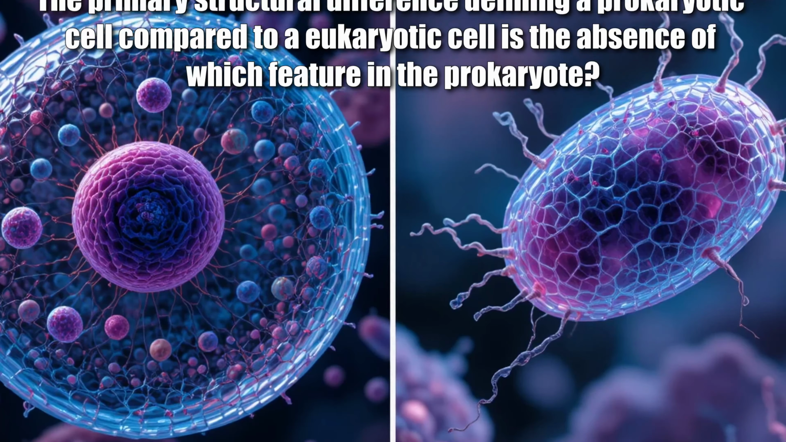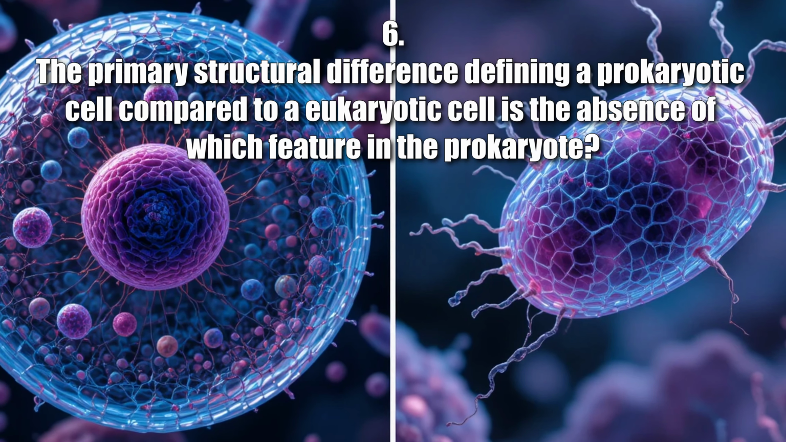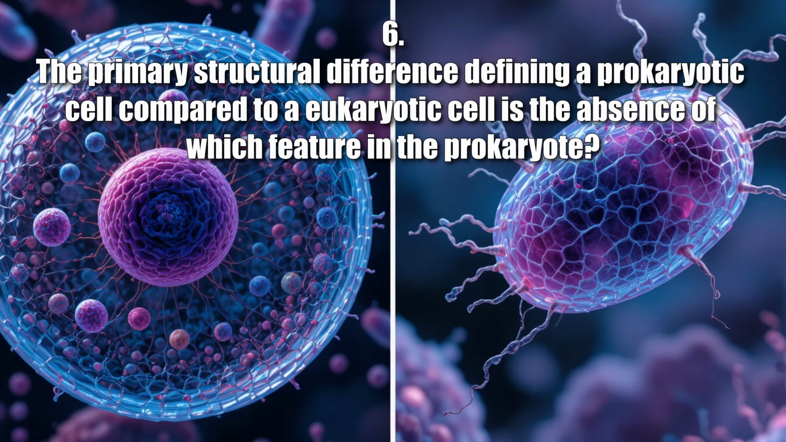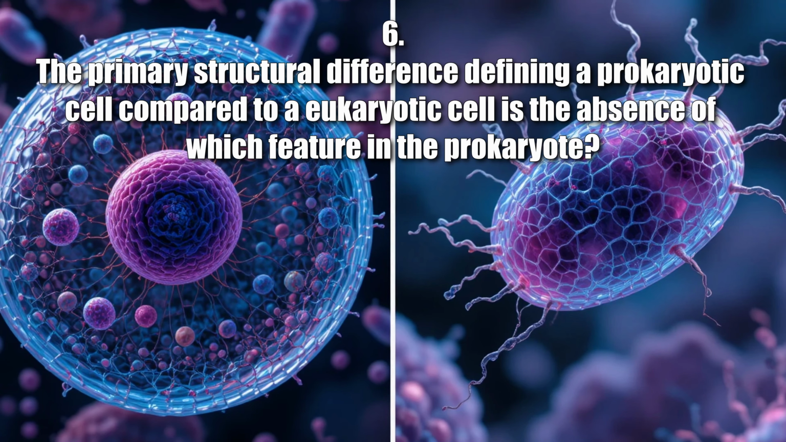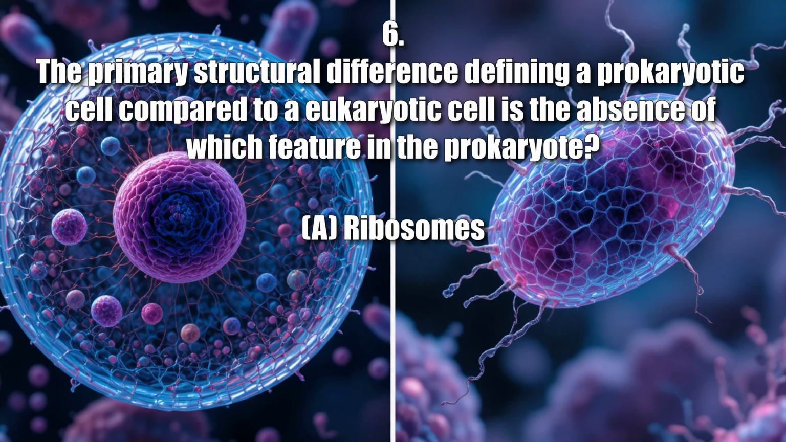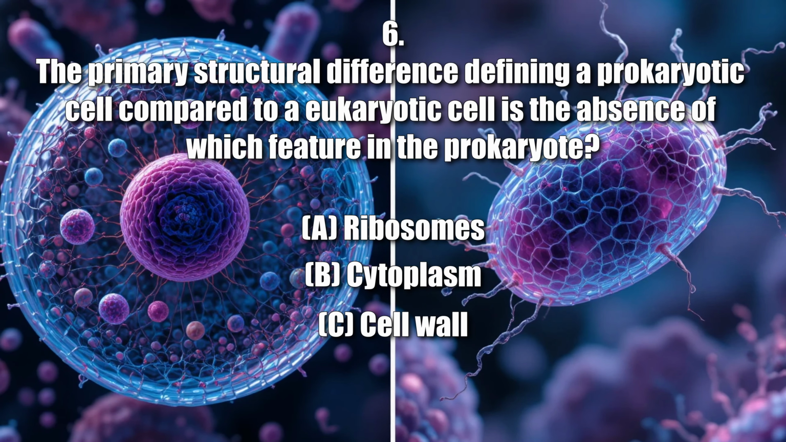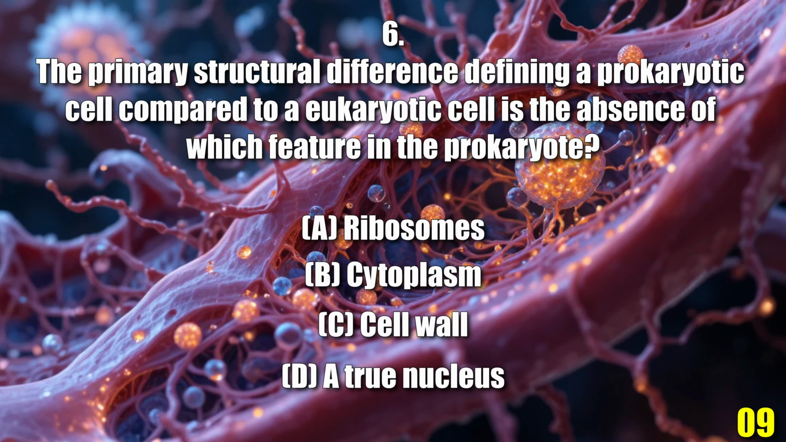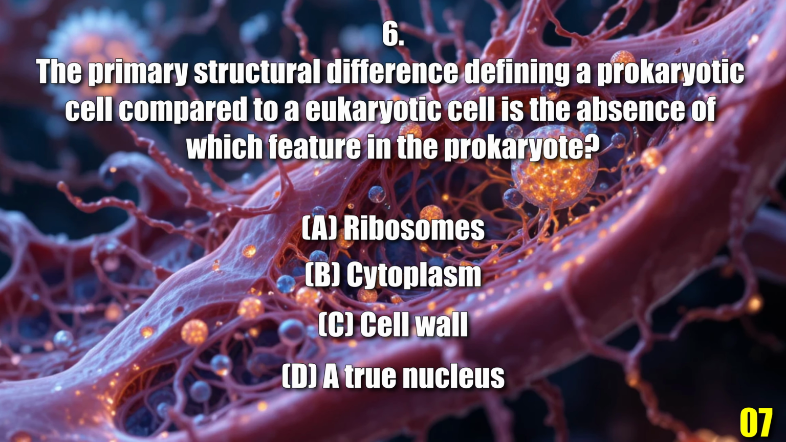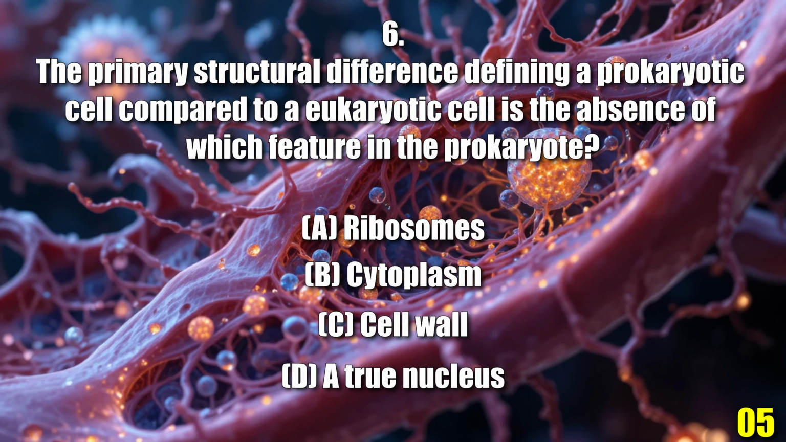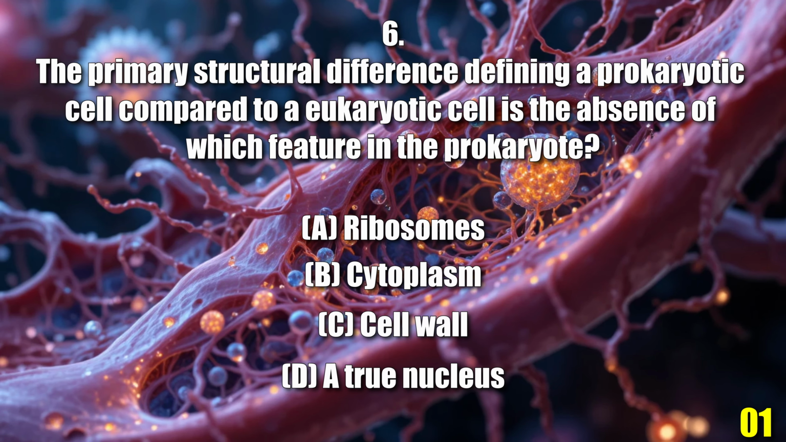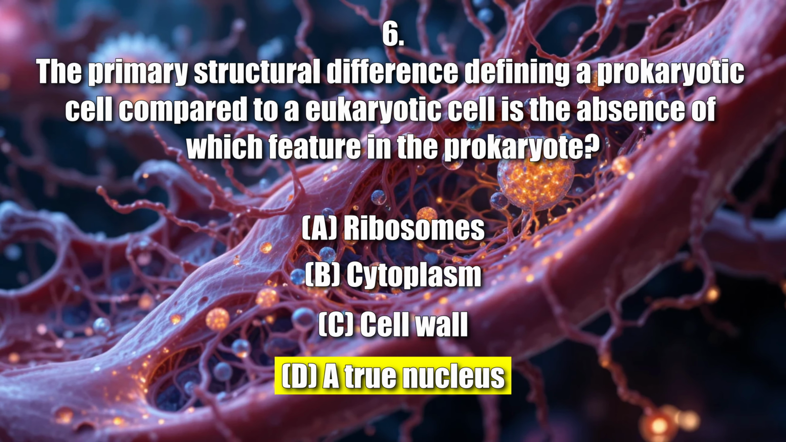Cell. 6. The primary structural difference defining a prokaryotic cell compared to a eukaryotic cell is the absence of which feature in the prokaryote? A. Ribosomes. B. Cytoplasm. C. Cell wall. D. A true nucleus. The correct answer is D.